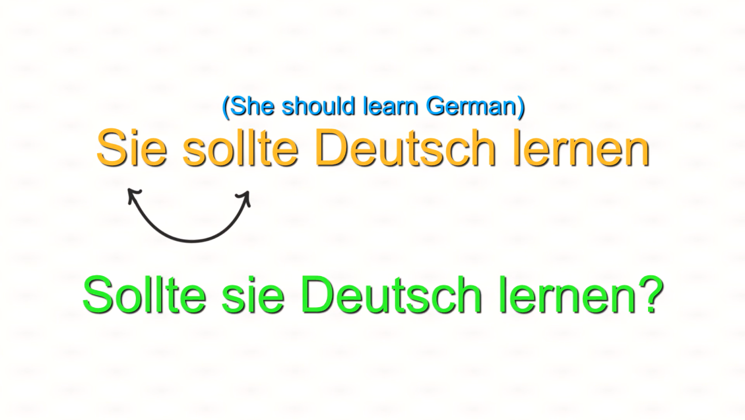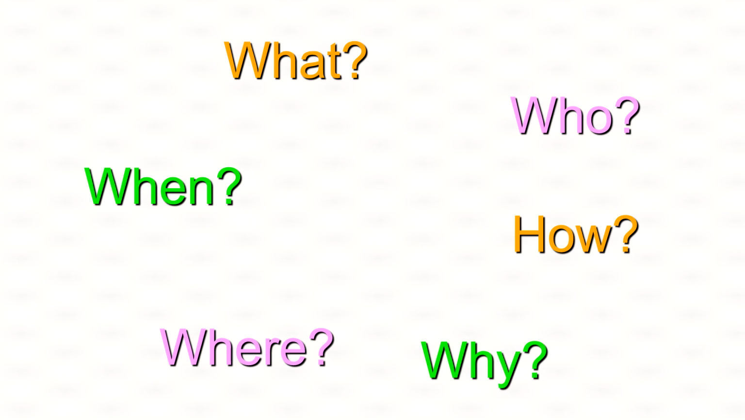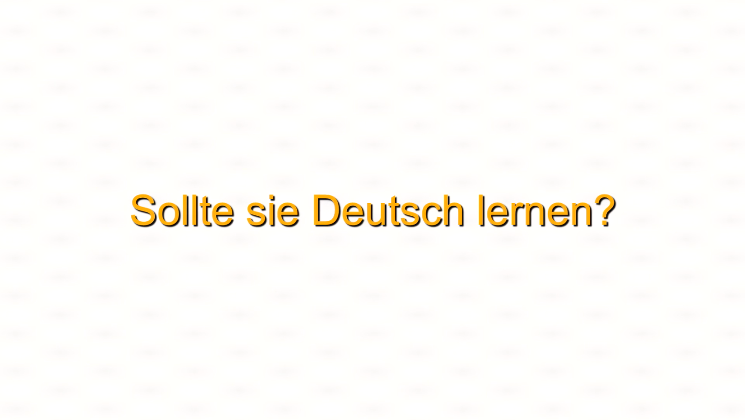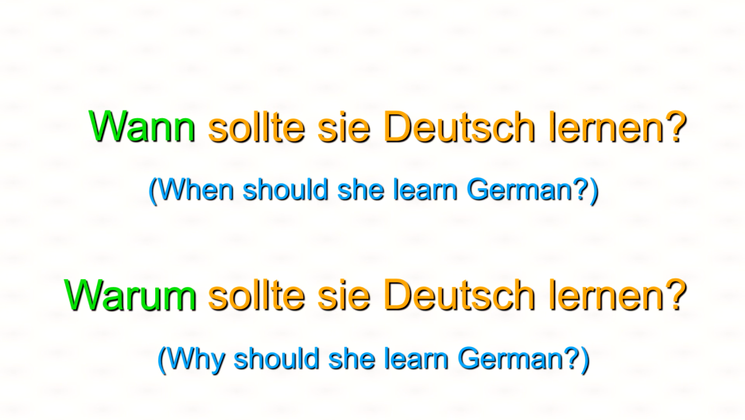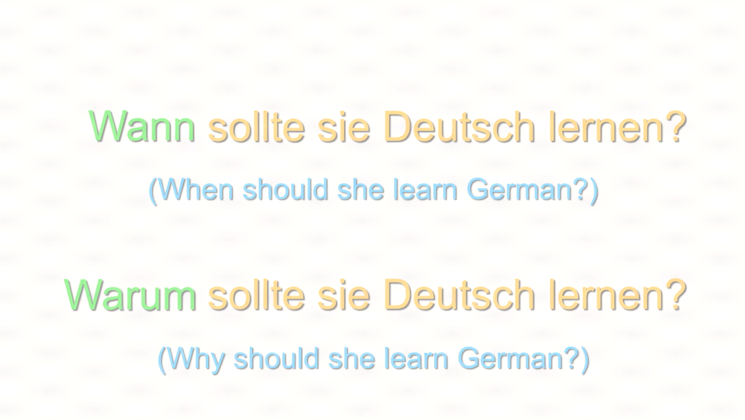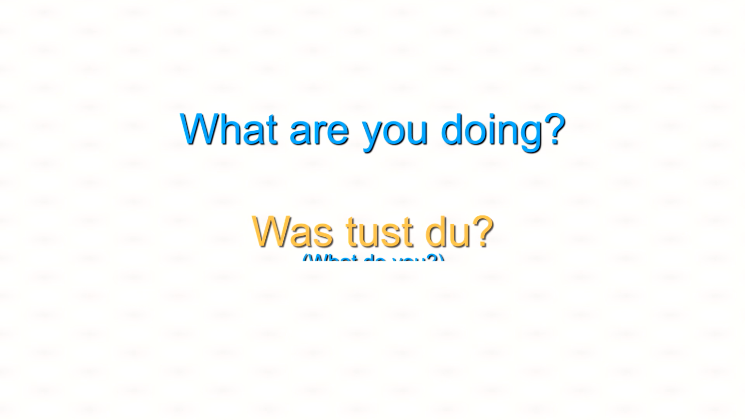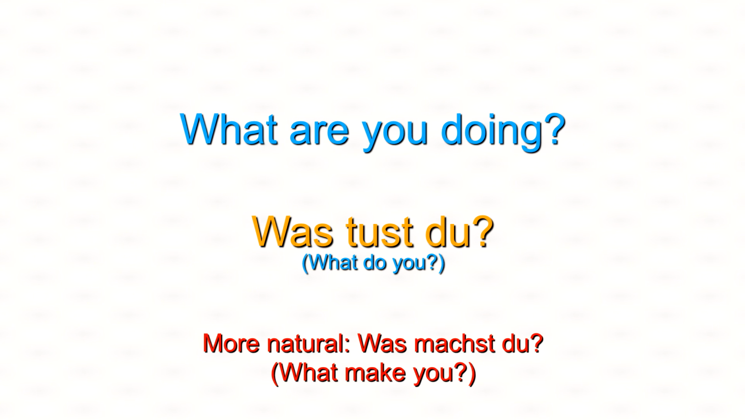And what if we want to use question words? Like what, why, how, and so on. This simply works the exact same way as it does in English. Just put the word at the beginning of the sentence and structure the rest of the sentence according to the rules we just discussed. What are you doing becomes was tust du? Although a more natural sounding translation would be was machst du?